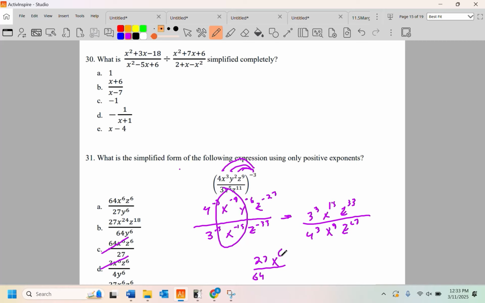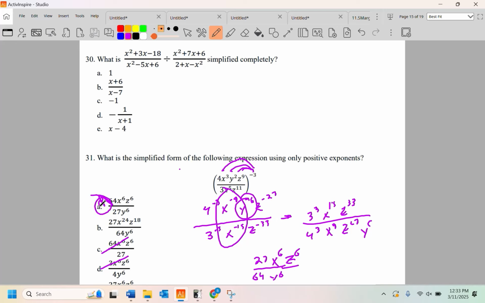That's going to be x to the 6th in the numerator. And we have z to the 33rd over z to the 27th. That is also going to be z to the 6th in the numerator. And there was a y, wasn't there? Oh, I forgot about y. What happened to you, y? You're supposed to be down here. And so y to the 6th down low.